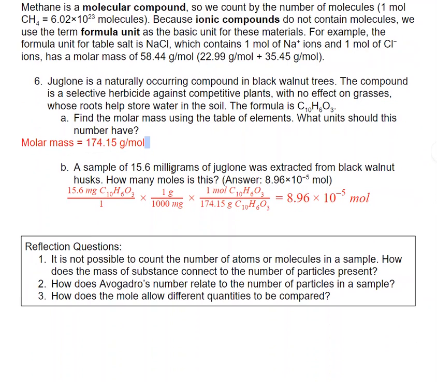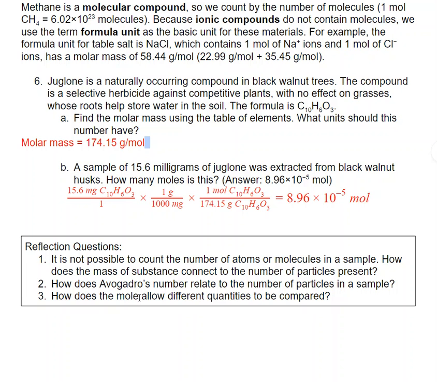Now, reflection questions. It's not possible to count the number of atoms or molecules in a sample. They're just too small, and there's a lot of them. So it would take you the rest of your life and hundreds of years more to try to count to 6.02 times 10 to the 23rd. It's not possible to do in your lifetime.